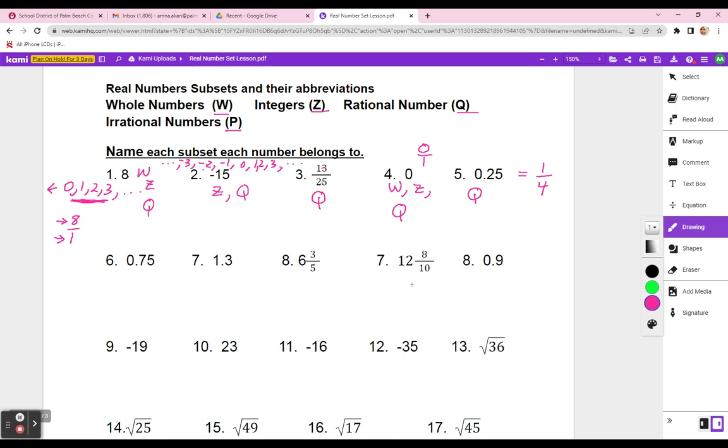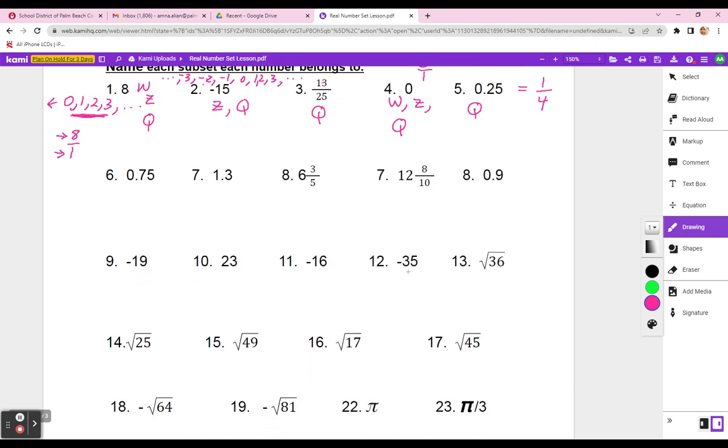Okay, let's go on to number 6. Well, number 6 is the same thing as 3 over 4. So it is a rational number. It is not an integer because it's a decimal part. It's not a whole number for the same reason, it's a decimal part.